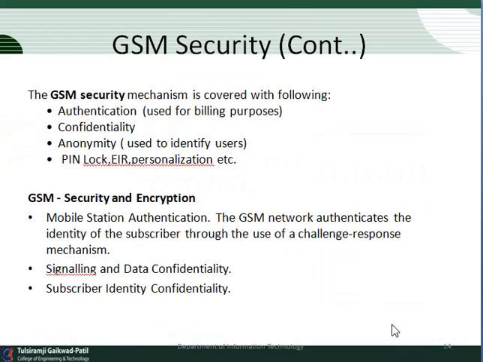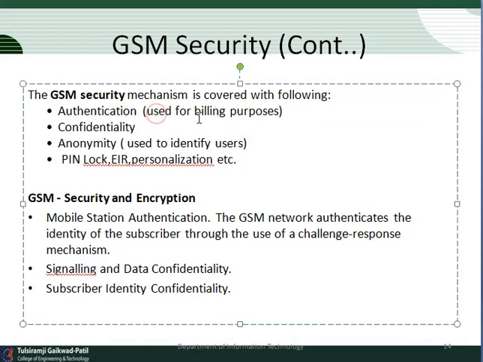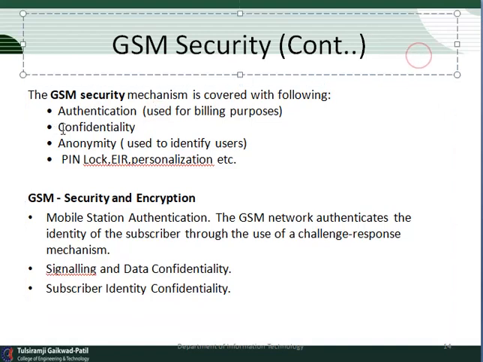After that, we will go to GSM security. The GSM security mechanism is covered with the following attributes: authentication used for billing, confidentiality, anonymity, and the pin lock, which we already discussed. What is authentication, what is confidentiality, what is anonymity, used for identifying users? Authentication is used for the billing purpose, as we already said.